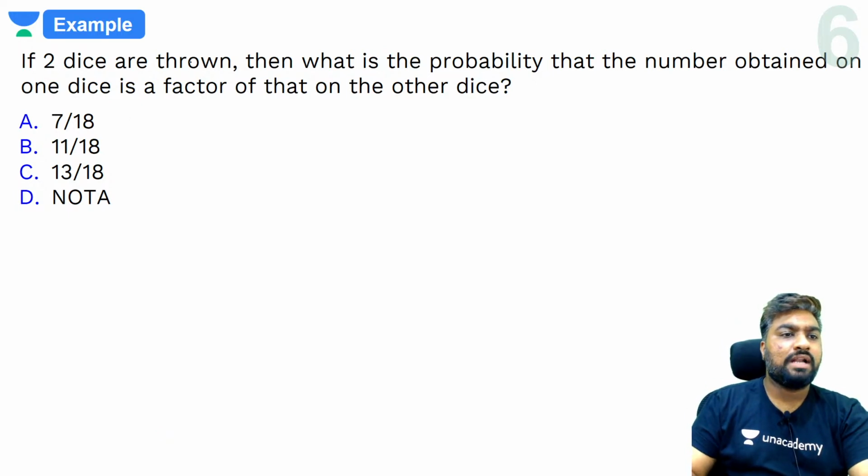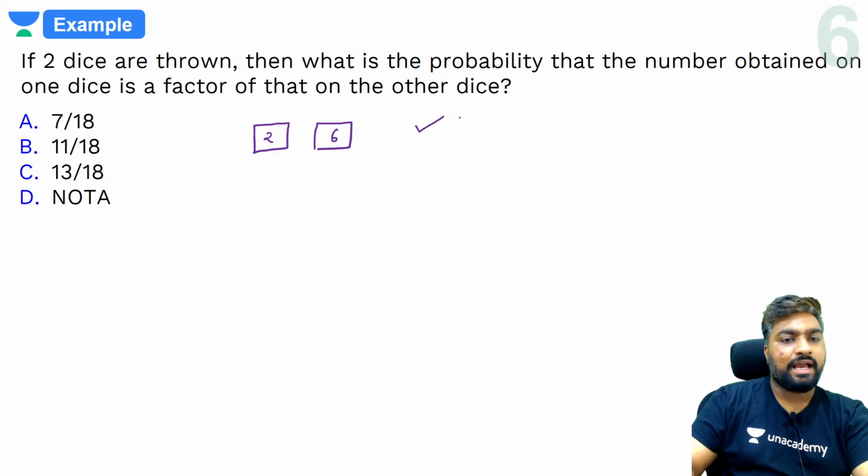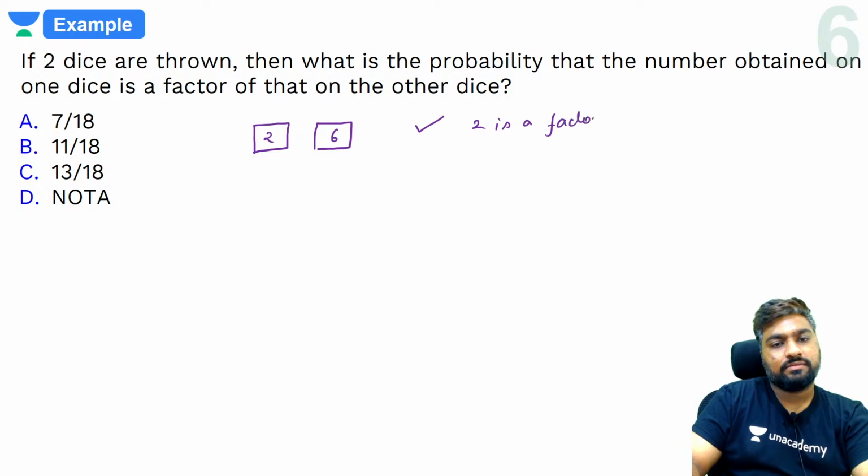They're saying if 2 dice are thrown, then what is the probability that the number obtained on one dice is a factor of that on the other dice? Just giving you an example. If in one dice we are getting a number 2, on the other dice we are getting a number 6, then this will be counted. Why? Because 2 is a factor of 6.